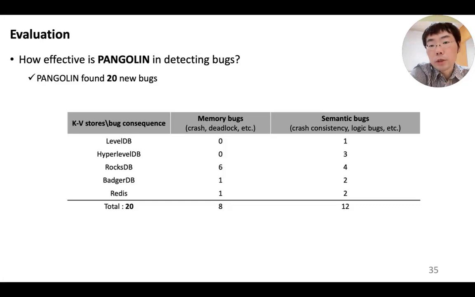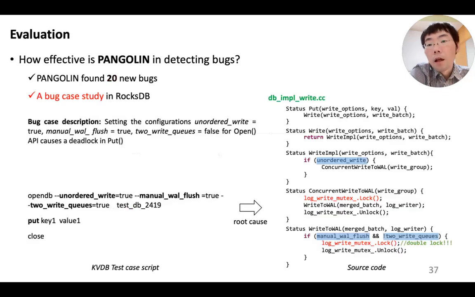For the first research question, Pangolin found a total of 20 new bugs in the five studied key-value stores, including 8 memory bugs and 12 semantic bugs. Here is one bug case study, a RocksDB memory bug.